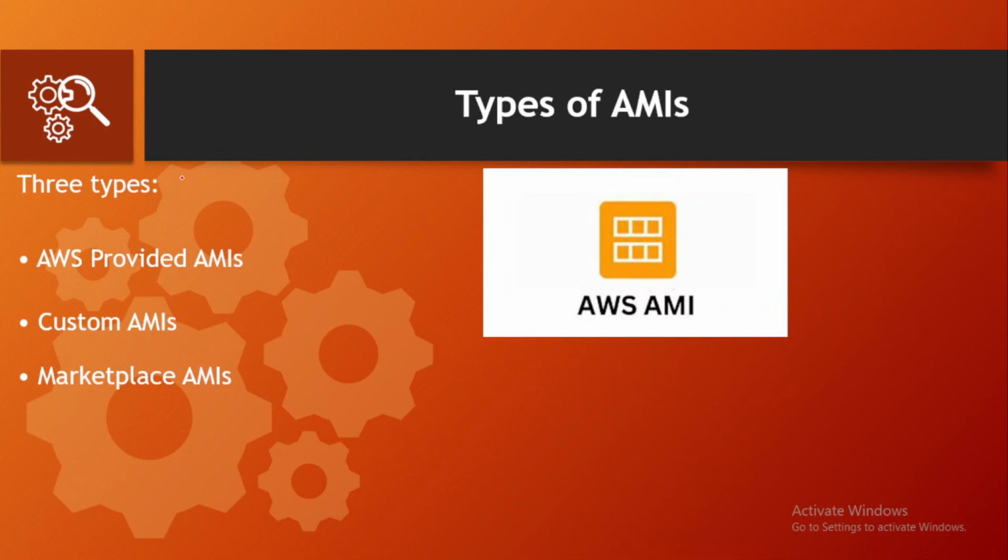Now let's talk about different types of AMIs provided by AWS. So first type is AWS provided AMI. These are official AMIs provided by AWS, which include Amazon Linux, Ubuntu, Windows Server. These are most commonly used AMIs for beginners. Now the second type is custom AMIs. These are AMIs that you create yourself. For example, you launch an EC2 instance, install an application, configure everything, and then create an AMI from that.